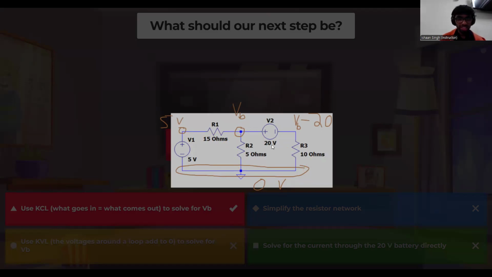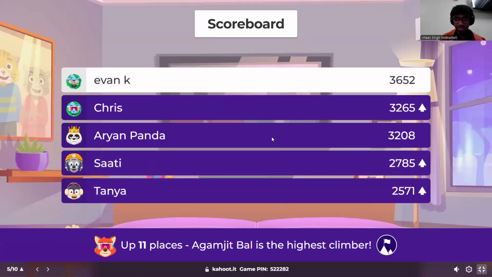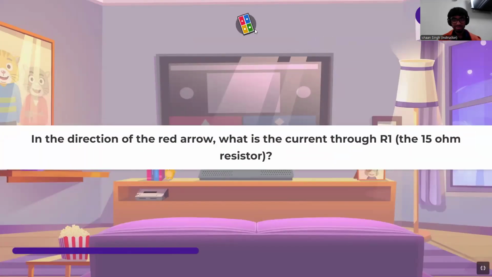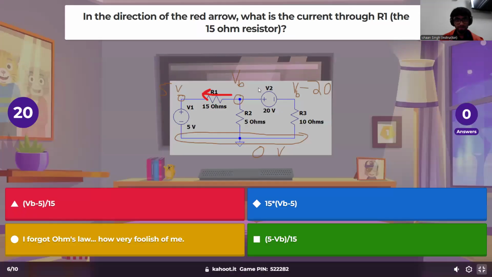And if you're guessing and getting it right, remember the point of this is to teach you circuits. I know Kahoots are fun and all, but learn the circuits. This one's also a little tough, but 20 seconds is enough.